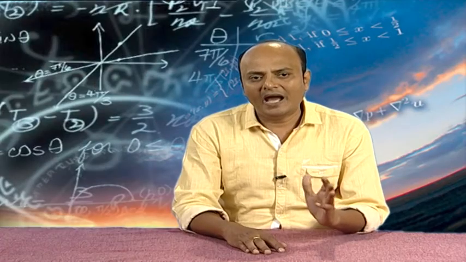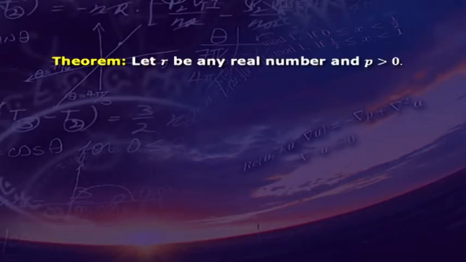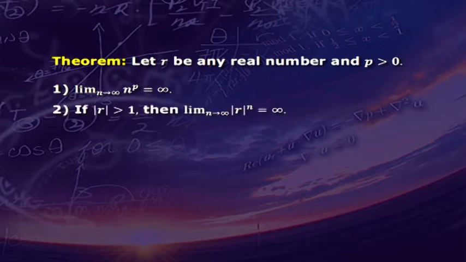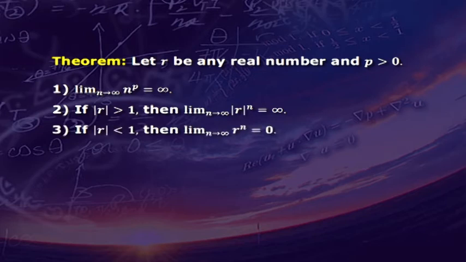We now record some useful results. Theorem: let r be any real number and p greater than 0. 1. Limit of n raised to p as n tends to infinity is equal to infinity. 2. If mod r is greater than 1, then limit of mod r raised to n as n tends to infinity is equal to infinity. 3. If mod r is less than 1, then limit of r raised to n as n tends to infinity is equal to 0.